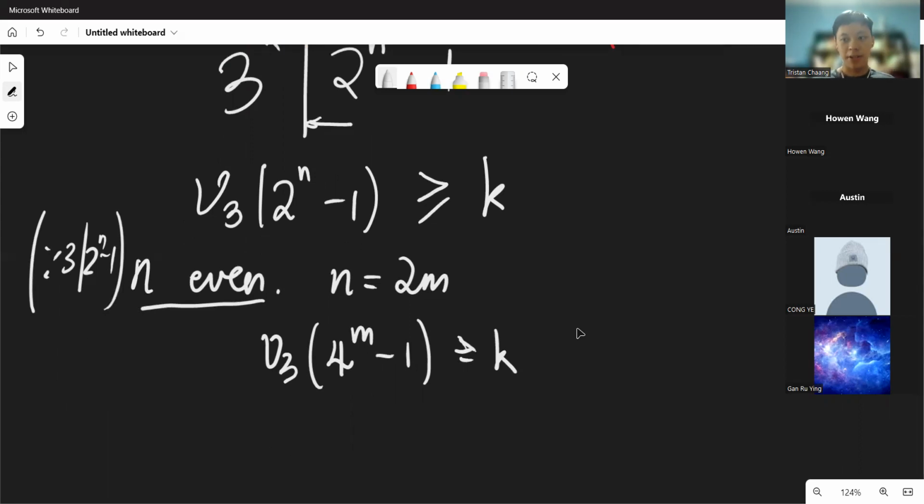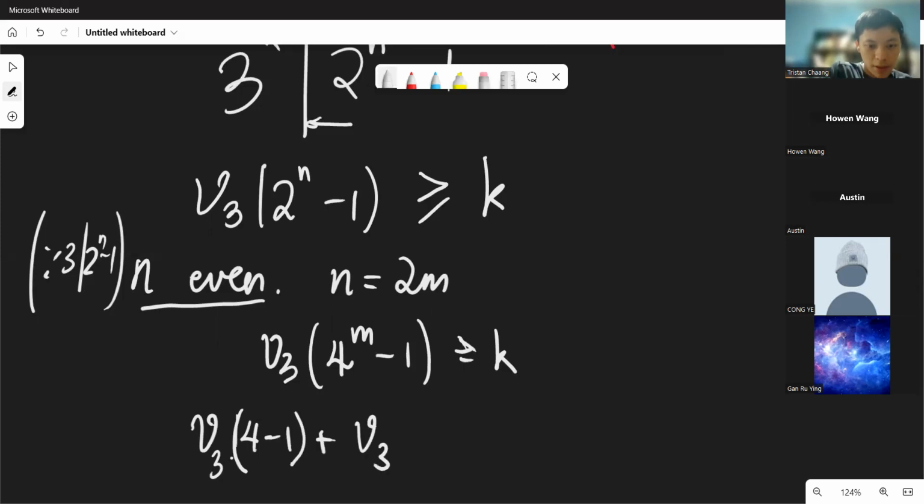Now we can apply LTE, right? 4 and 1 definitely satisfy the conditions required for LTE. So let's just write v3 of 4 minus 1 plus v3 of m is more than or equal to k.